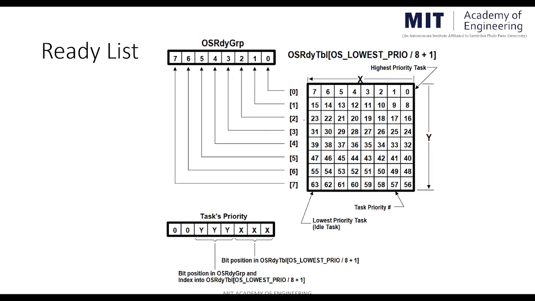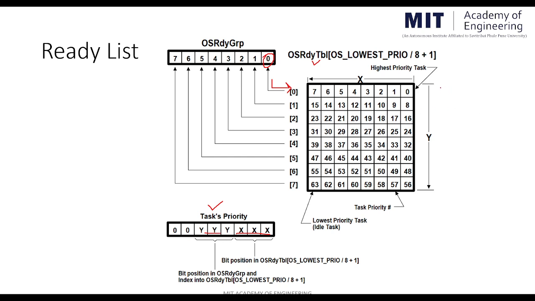Now this is the complete diagram of the OS ready group and the OS TCB table. Here we can relate the OS ready group with the OS RDY table. We have seen that each bit of the OS RDY group indicates one of the groups from the OS RDY TBL. So these are all the groups. Each group has 8 priorities, 0 to 7, 0 to 7, like this. And this is the task priority register, where this is holding the value of X and this is holding the value of Y.